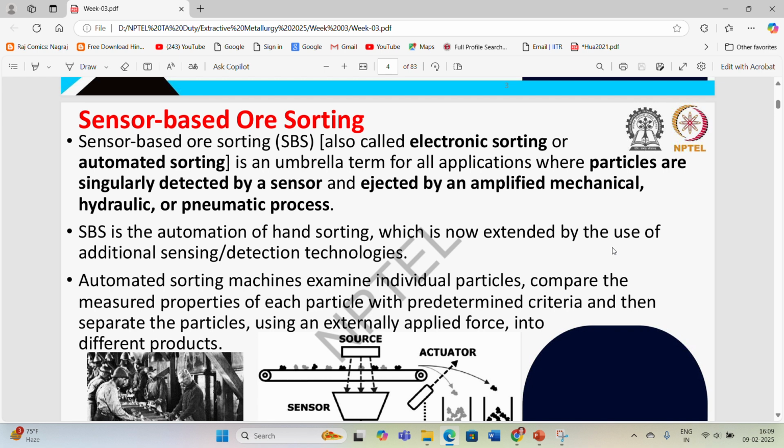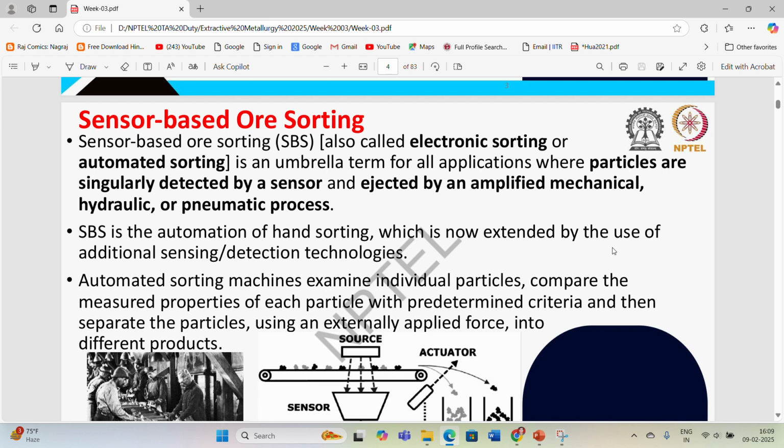Sensor-based ore sorting processes, which are also called electronic sorting or automatic sorting, is an umbrella term for all applications where particles are singularly detected by a sensor. So what we are trying to do is separate them on the basis of their physical structure, or we can say luster or color.